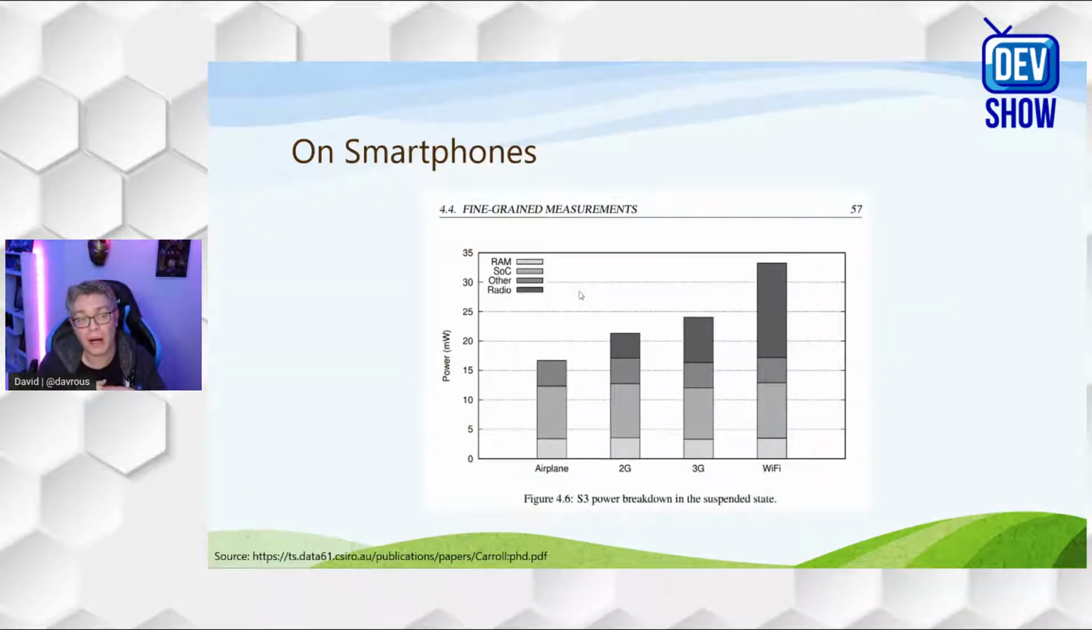Switching to more mobile devices like smartphones or tablets, let's first analyze this slide. It was really key for me to understand what this slide means. It compares the energy being consumed between airplane mode, so no connectivity at all, 2G, 3G, and Wi-Fi. And the first assumption you could make would be wrong.